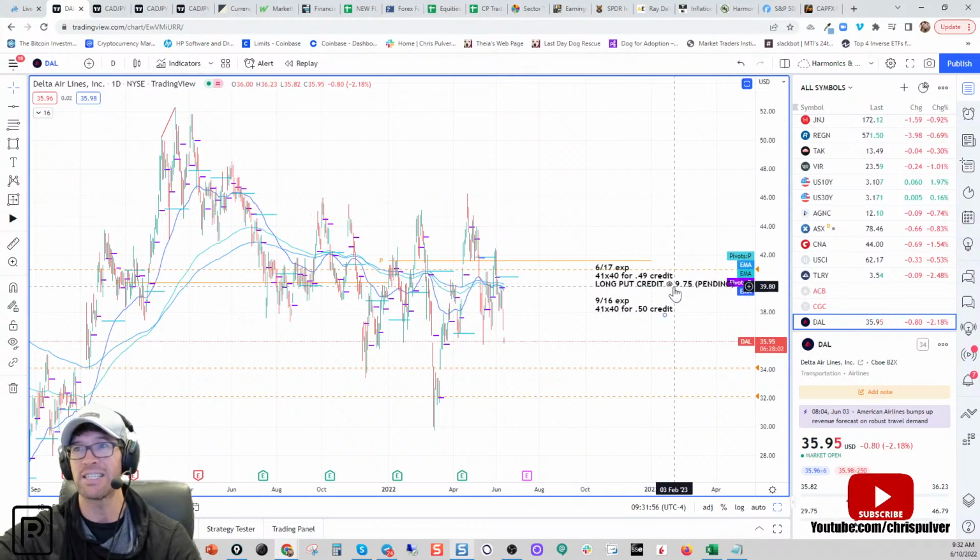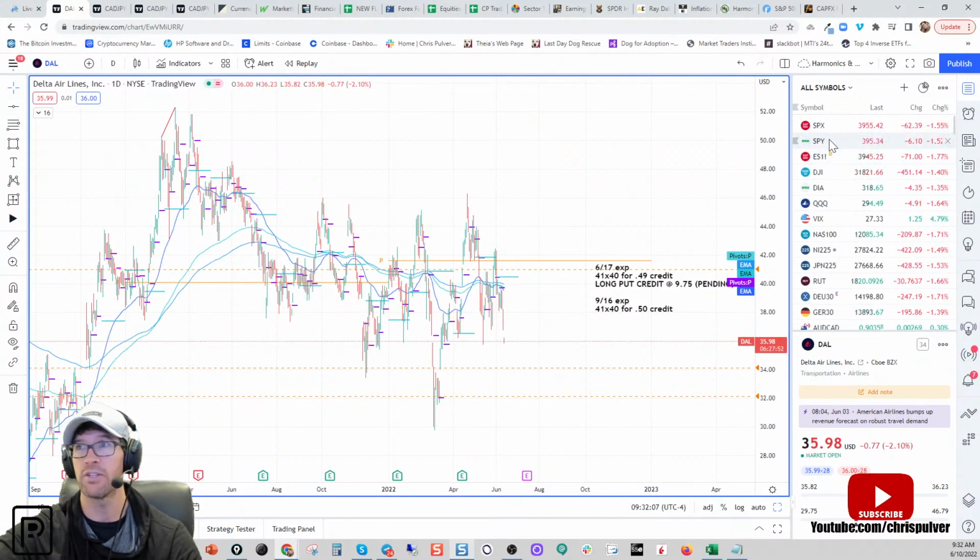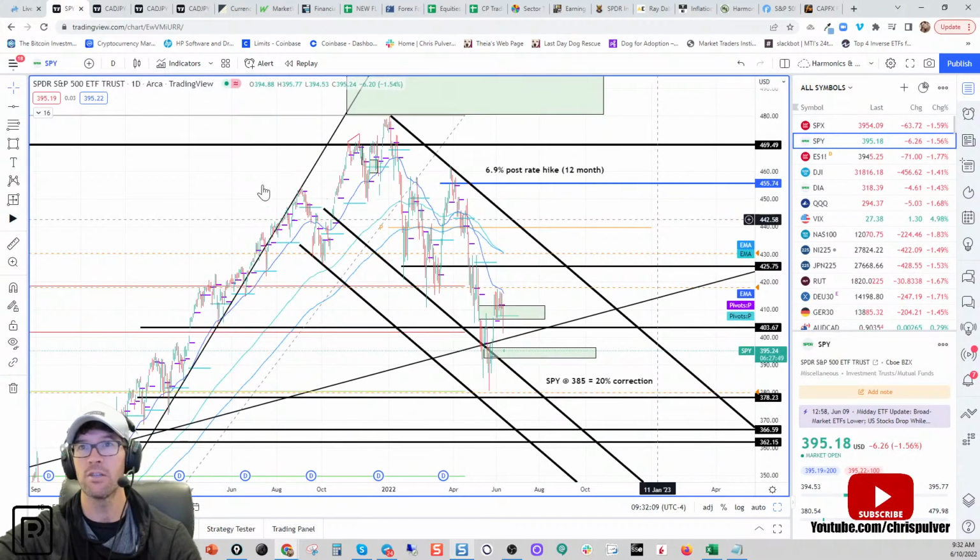Long put credit at 975 is still pending. If we get it, that means price is going to be down here in the low 30s. So I'll wait. I'll see. Maybe we have a big gap lower today and the market fills the gap. We could just have a ton of volatility. It's like the market is a bit on the crazy side.